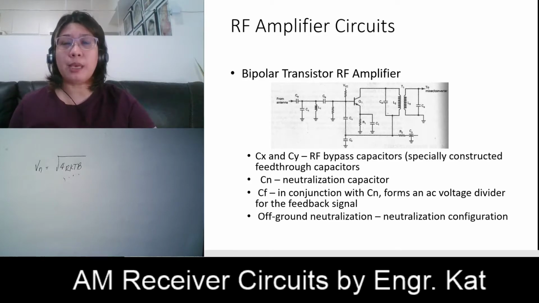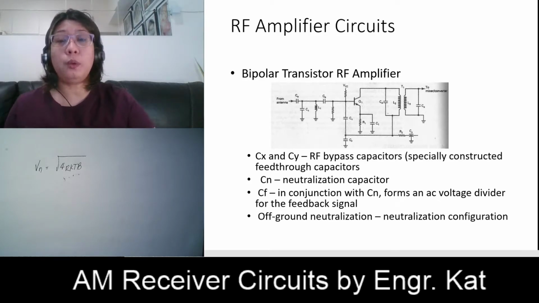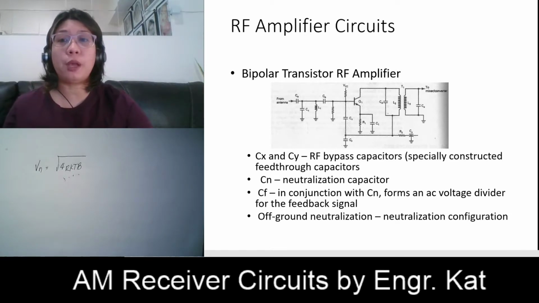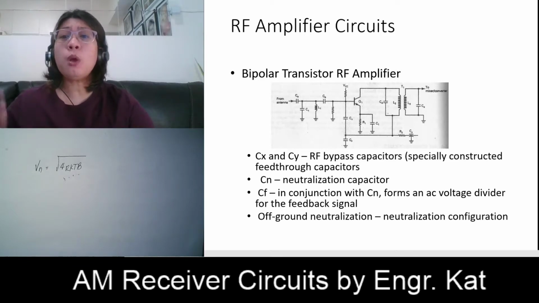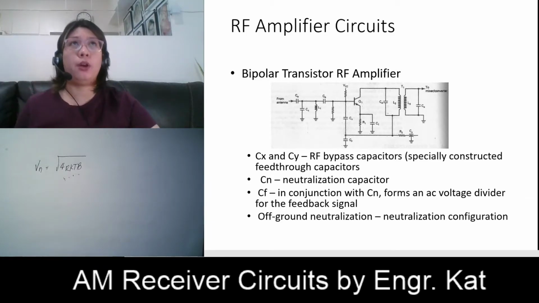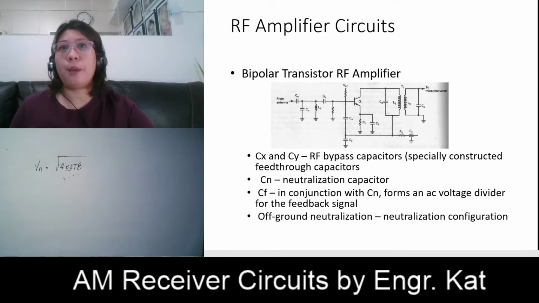For example, for AM, the RF frequency that we are referring to is 535 to 1605 kilohertz. If we talk about FM, we are now referring to a different value of RF, which is from 88 to 108 megahertz. Your RF considerations may also be applied to IF amplifiers.